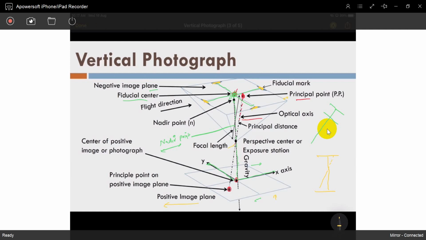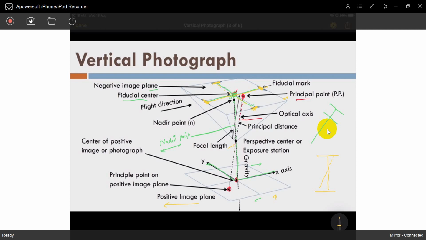So if tilt is happening, the exact optical axis is not matching with the center point of the photograph. See, this is the center point, this is the plane, this is the image, the negative plane, negative image. So one by one: it is a center point, and there are fiducial marks at the edges.